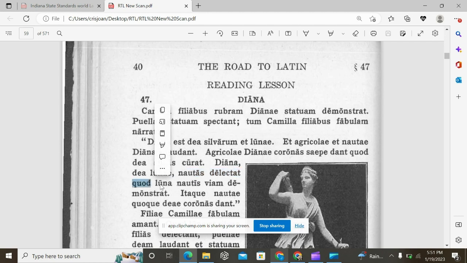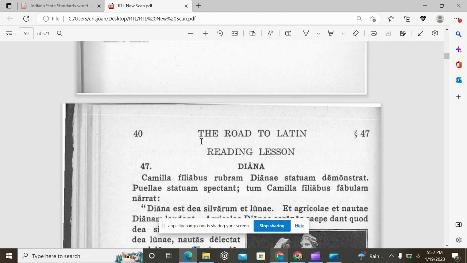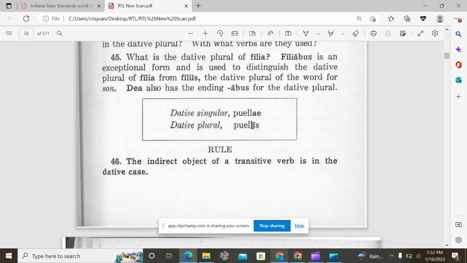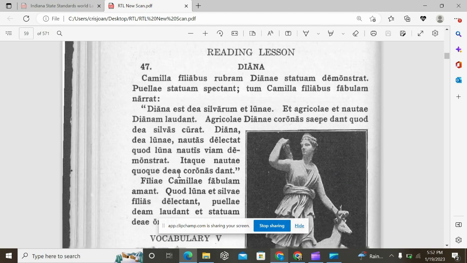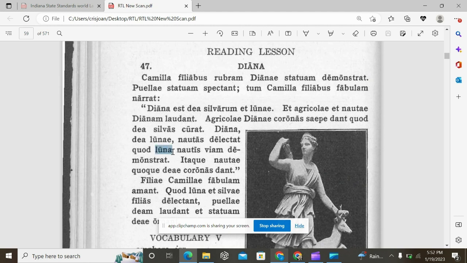Why does she make them happy? Quod luna nautis viam demonstrat. Because the luna, the moon, here the moon is nominative, singular, going to be the doer of the action. The moon demonstrat, the viam, accusative, the way, nautis. Nautis here is dative plural. We can look up at our little clue here. The is ending is dative plural. So it's the moon that demonstrates the viam to the nautis.